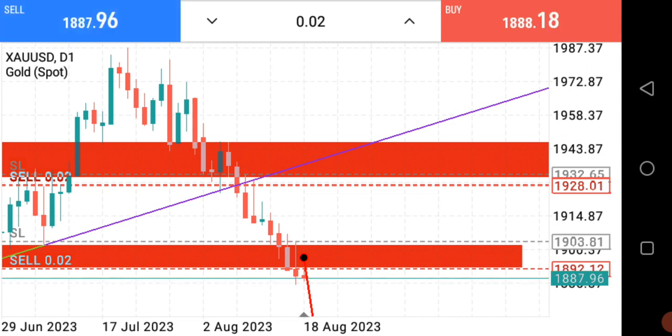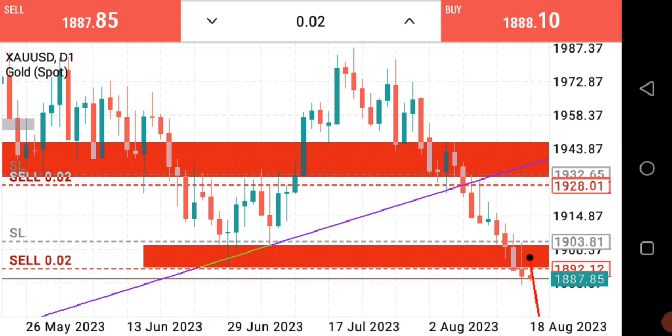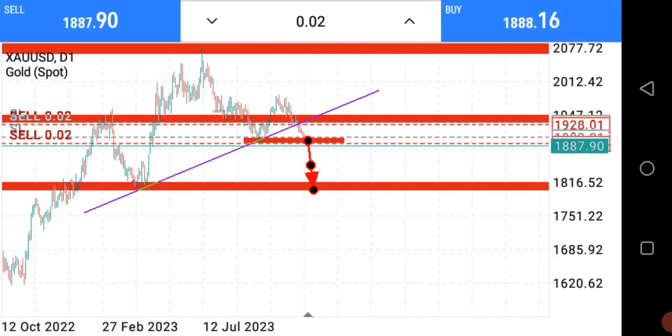This is a complete price action strategy without any indicator. I never use an indicator to assume or to guess or to predict a crossover. No, this is a complete price action strategy, and that is the best way to trade.